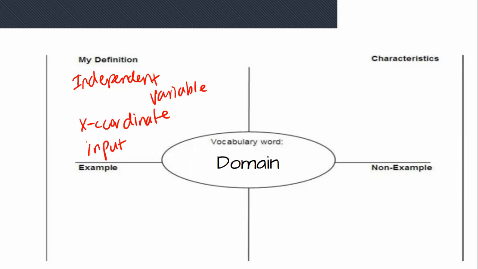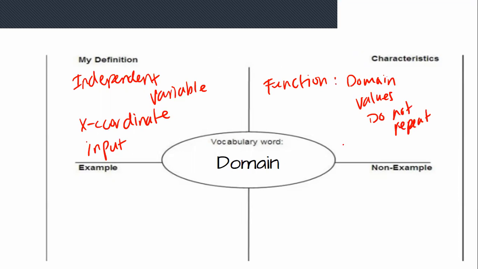Okay, characteristics. A characteristic of a domain is that if I have a function, domain values do not repeat. A characteristic to me would be, it's the X coordinate in an ordered pair, okay?